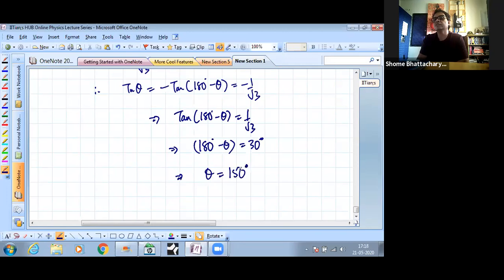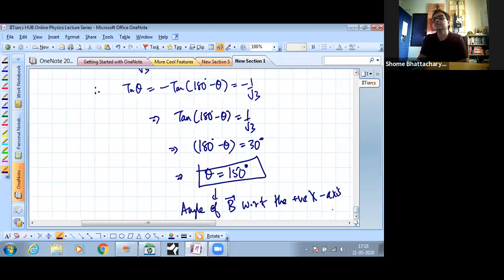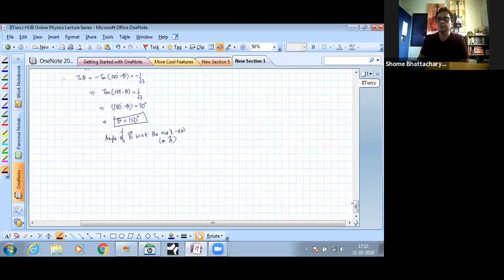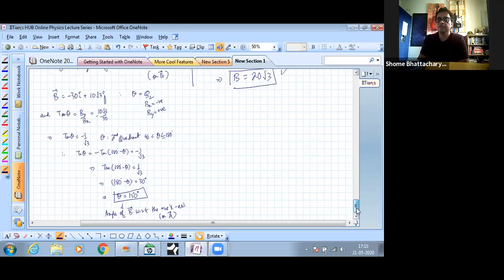So this 150 degrees that we are getting for theta, this is the angle of B with respect to the positive x-axis. Okay. And that is the same as the vector E, because the vector A is already lying along the positive x-axis in our system. So that theta is actually the same angle that we are looking for in the first place. That is the angle between the vectors E and B.